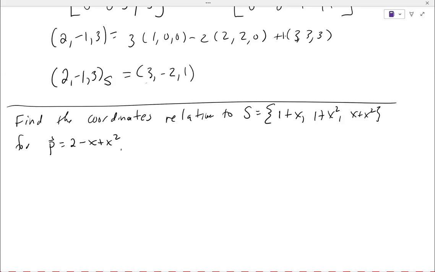Instead of a matrix, that's what I would do. Yeah, make a matrix, right? What's the first column of your matrix going to be? 1, 1, 0. Second one will be 1, 0, 1. Third one will be 0, 1, 1. Last column will be, good, yeah, 2, negative 1, 1. Row reduce it.